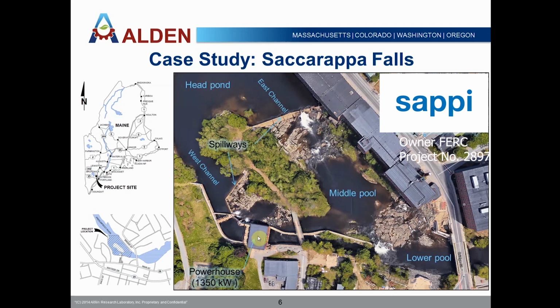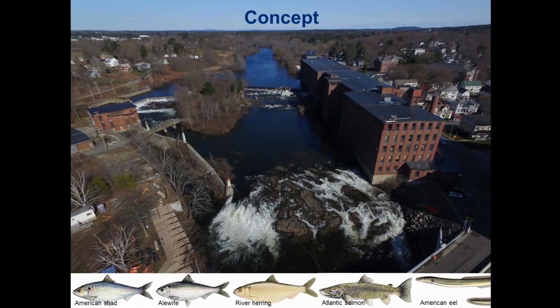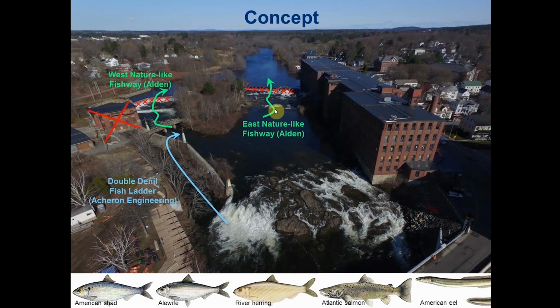So Sappi is going to surrender their FERC license and remove the dams, remove the infrastructure, and provide fish passage through the site. We have both the upper falls here in these channels and the lower falls down here in Saccarappa. The concept was to take out the spillways in the eastern and western channels, remove the old powerhouse, put a double Denil fishway around the lower falls within the old tail race, which was done by the local firm Acheron Engineering, and then put two nature-like fishways through the upper falls in both channels, and that was done by Alden, the design and modeling.